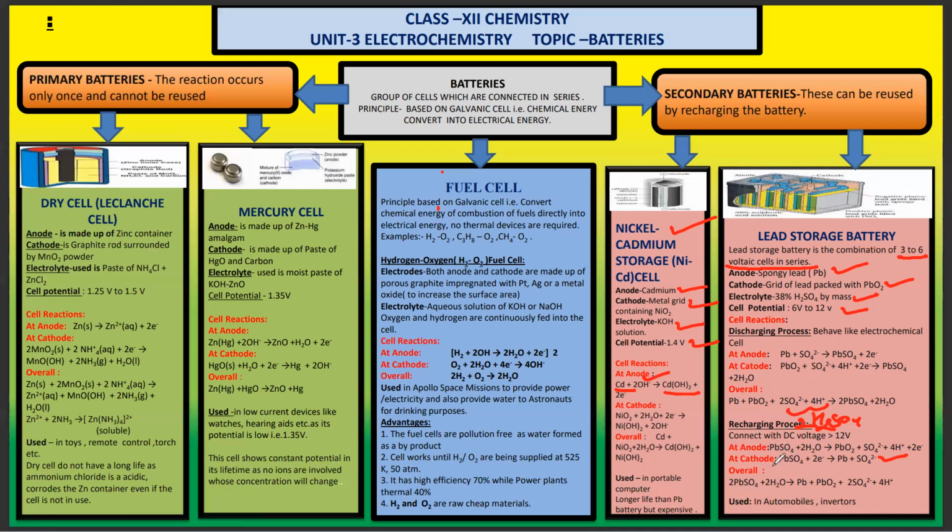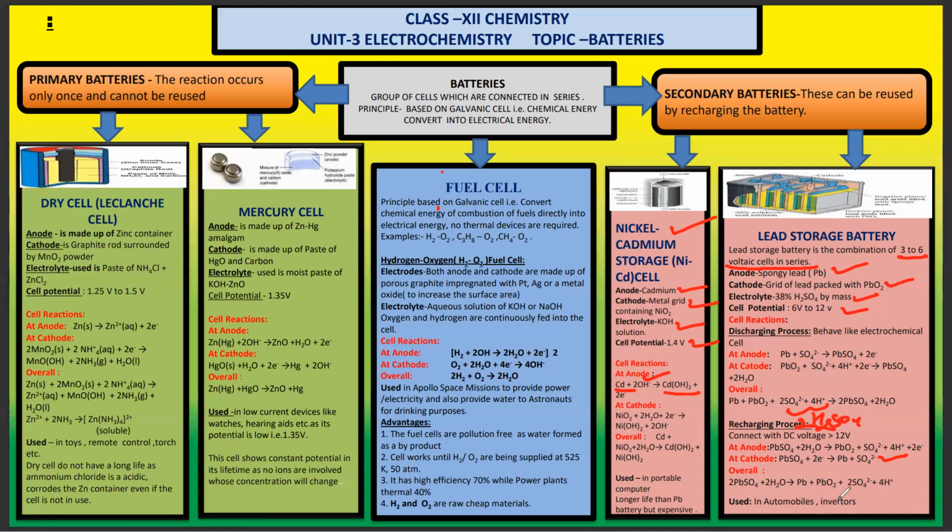Means anode becomes cathode and cathode becomes anode. So the reaction is reversed and the electrodes also reverse. And then you write the overall reaction, which also becomes reversed. Whatever the overall reaction was, it is just reversed: 2 PbSO4 plus 2H2O gives Pb plus PbO2 plus 2 sulfate ions plus 4H plus.